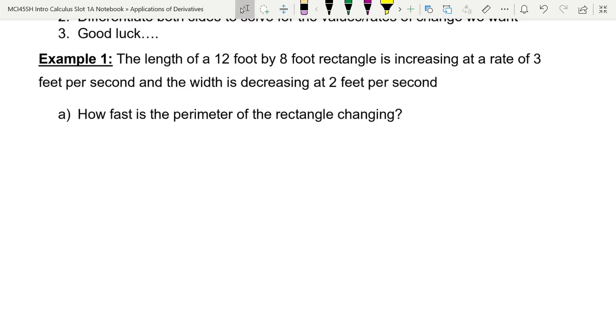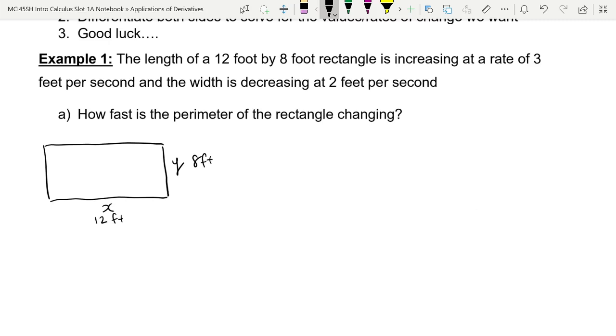The length of a 12-foot by 8-foot rectangle is increasing at a rate of 3 feet per second, and the width is decreasing at 2 feet per second. So I'm going to start by sketching a rectangle and defining my variables here. I'll call the length x and the width y. And okay, what do I know? Well, I know at some point in the growth, maybe my starting point, that this thing is 12 feet by 8 feet.